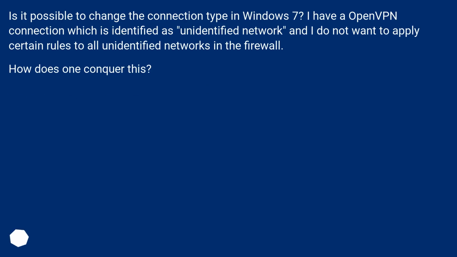Is it possible to change the connection type in Windows 7? I have an OpenVPN connection which is identified as an unidentified network, and I do not want to apply certain rules to all unidentified networks in the firewall. How does one conquer this?